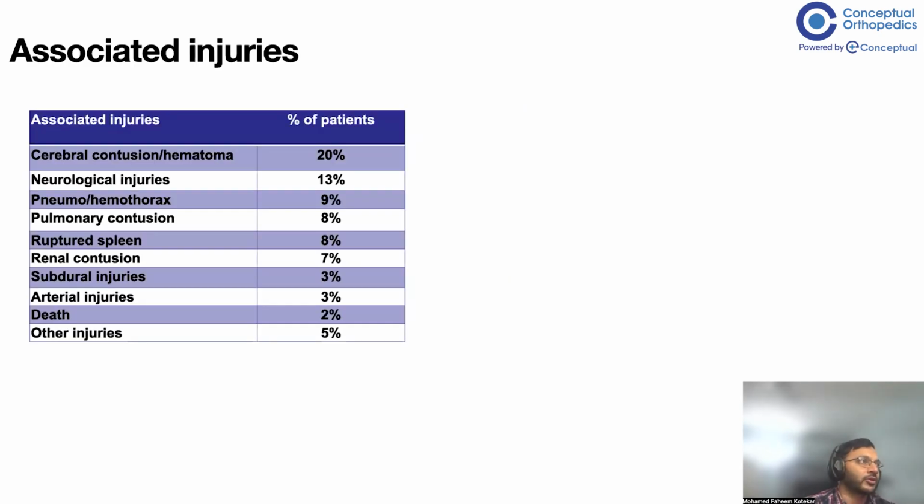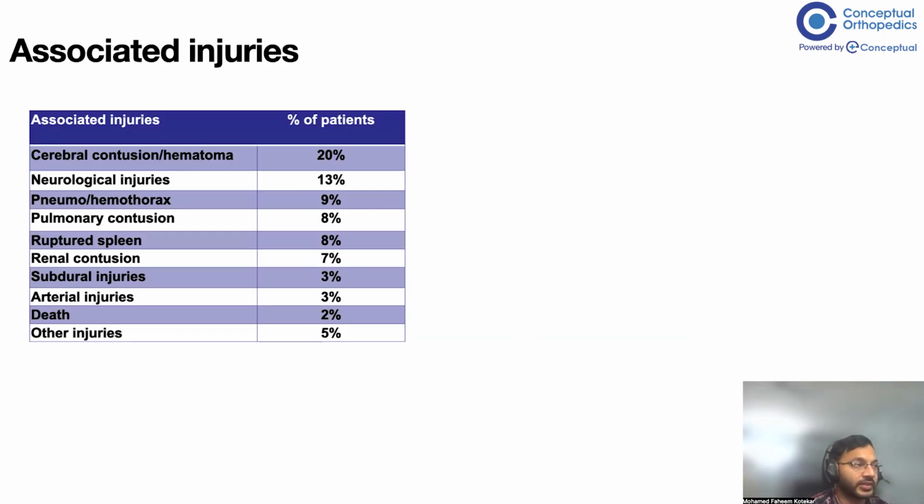Now coming to the associated injuries, about 20% of them either have a cerebral contusion or other neurological injuries. Even spinal cord injuries or a brachial plexus injury are associated with scapular fractures. The next most common would be a pneumothorax or a hemothorax. Of course, with the cerebral contusion, the chances of mortality are also very high.